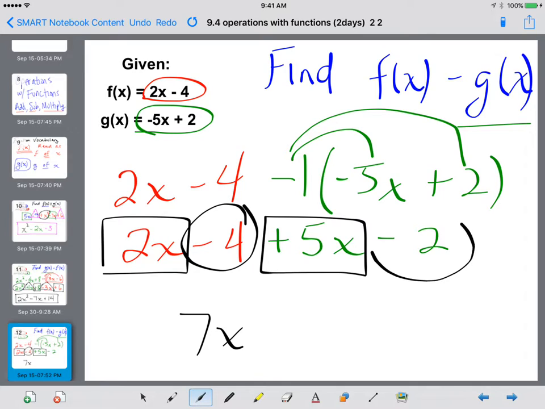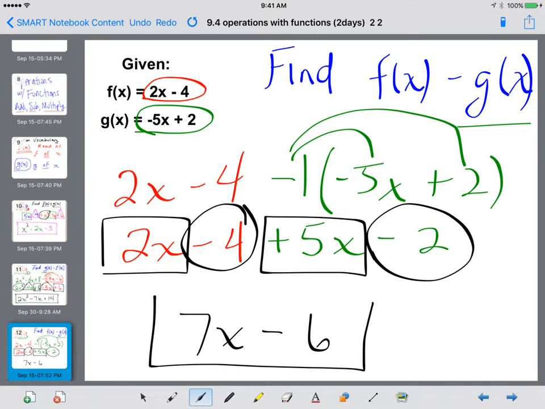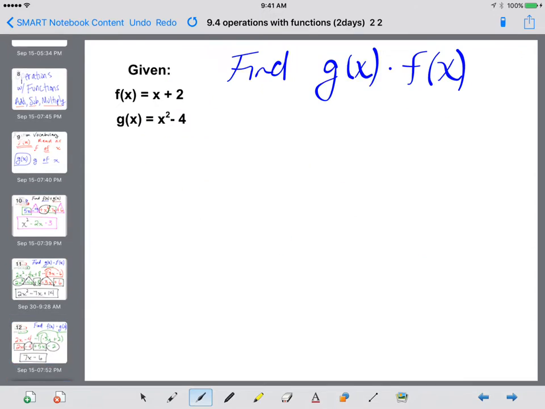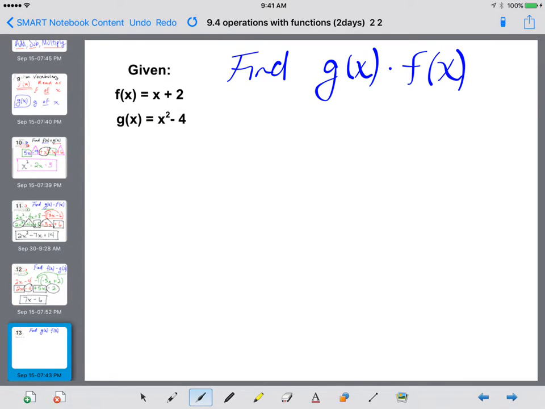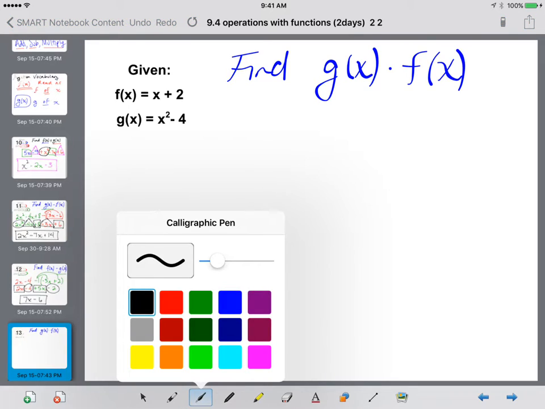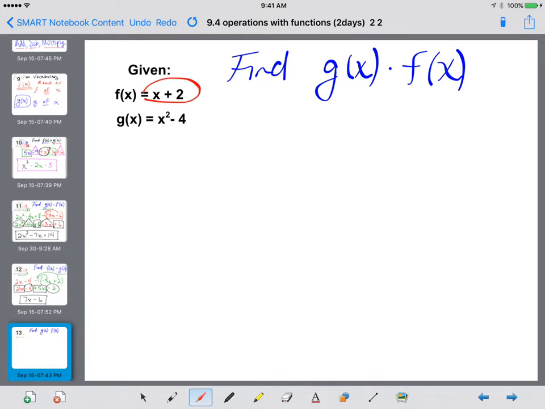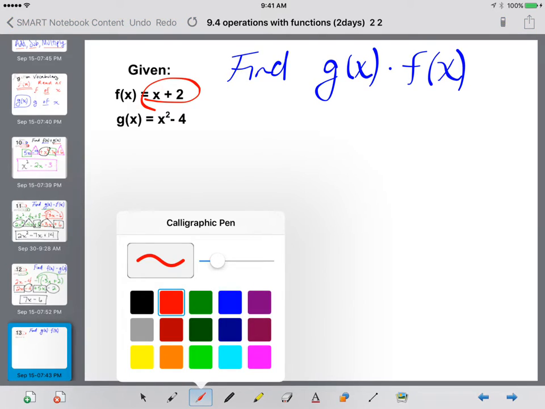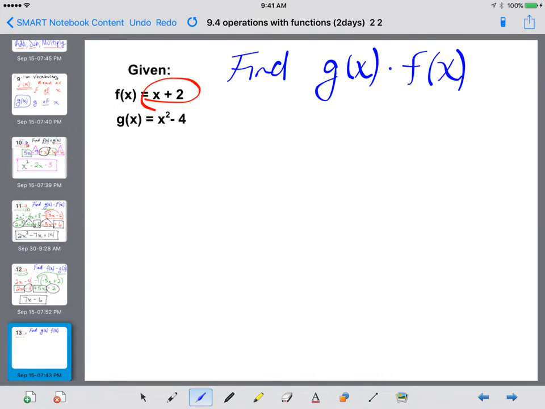Negative 4 and a negative 2 is minus 6. So f of x minus g of x in this scenario is 7x minus 6. So we've talked about adding, we've talked about subtracting. Now we're going to talk about multiplying. G of x times f of x, where f of x is x plus 2. G of x is, in a different color, x squared minus 4.